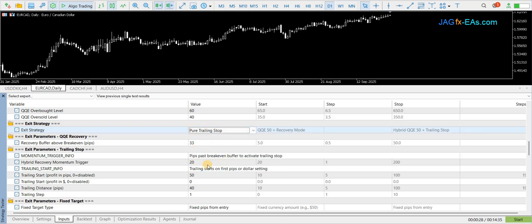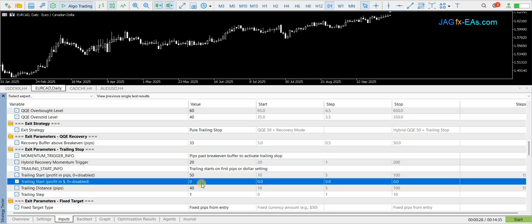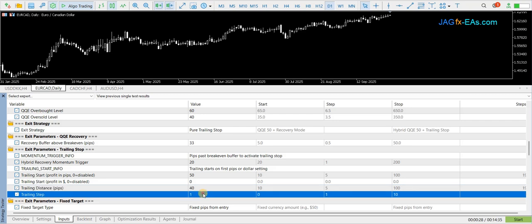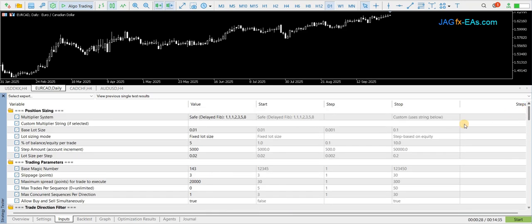These are the settings we have to look at if we're using the trailing stop. The first thing is whether we're going to do it in pips or dollars. In this case, we're going to stick with pips, so it's going to be 50 pips. So the trailing stop will commence when we have 50 pips profit. We're disabling the dollars. We're going to trail it by 40 pips, 1 step at a time, 1 pip at a time. So that's the main settings. Fairly straightforward. Trailing stop. Let's get into it.